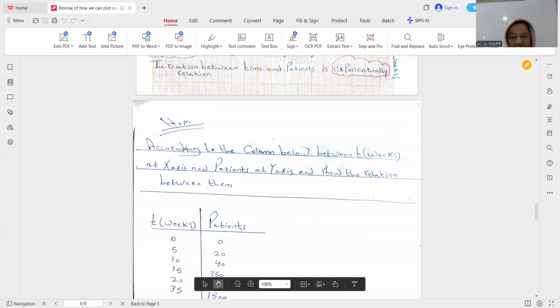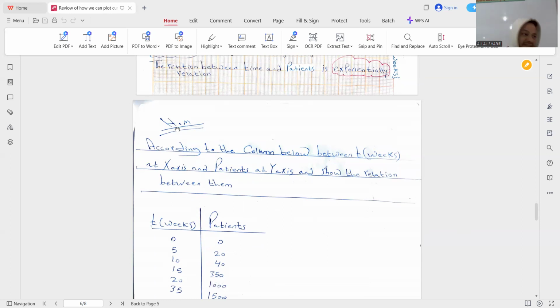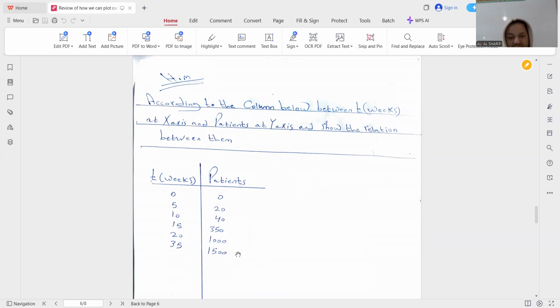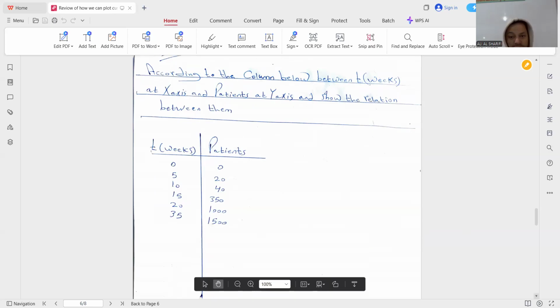According to this column here, it's a homework. You should try to solve it to have the necessary experience to deal with the next questions in the next lectures. According to the column below, between time and patient number, if we take a look, 0, 20, 40, simple, small numbers, at last 1,500. You should solve it.